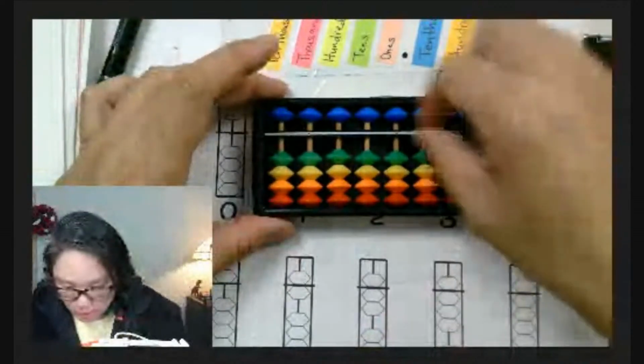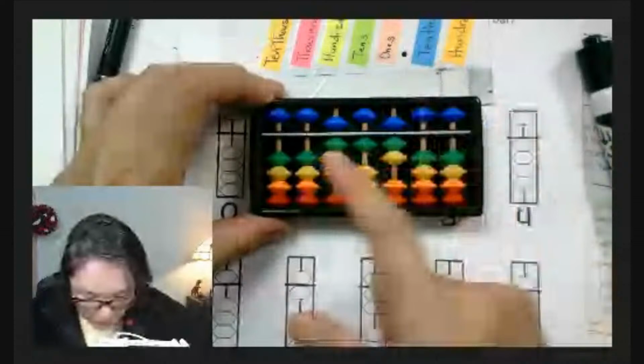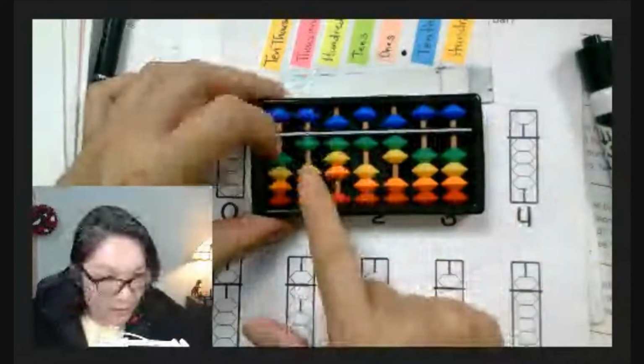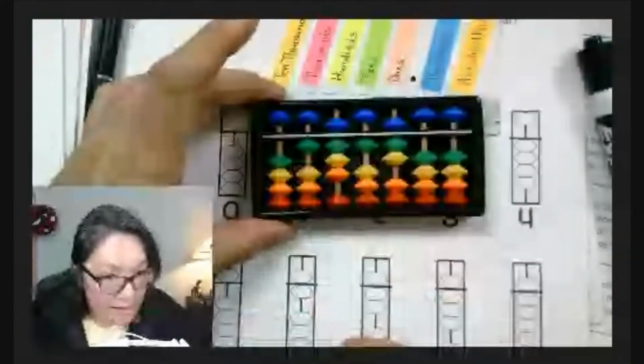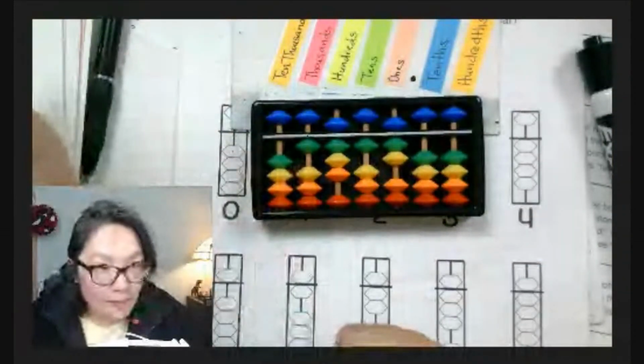So when I do this, do we know what number this is? Let's test this out. What number do we think this is? So if I have my ones, my tens, my hundreds, my thousands, my 10,000, what number is this? Please put it in the comment.